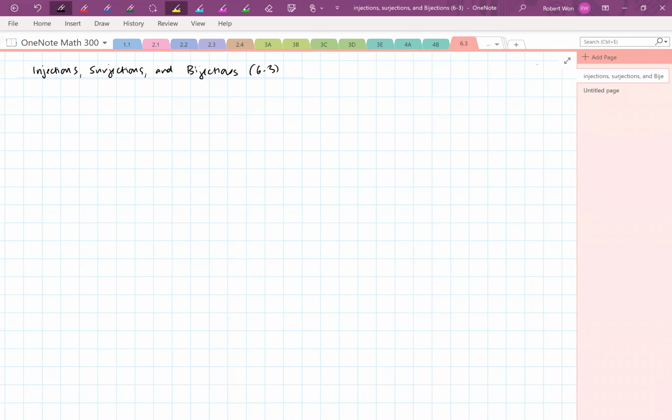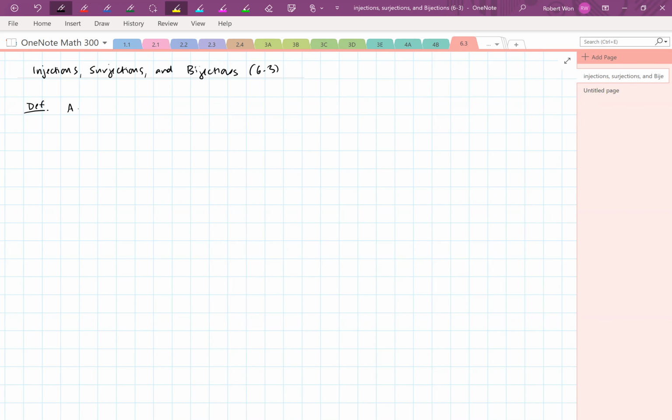Okay, welcome back. Today we're going to continue talking about functions, and in particular, we'll talk about injections, surjections, and bijections. But let me just remind you of our definition of a function, or one of our definitions of a function from last time.